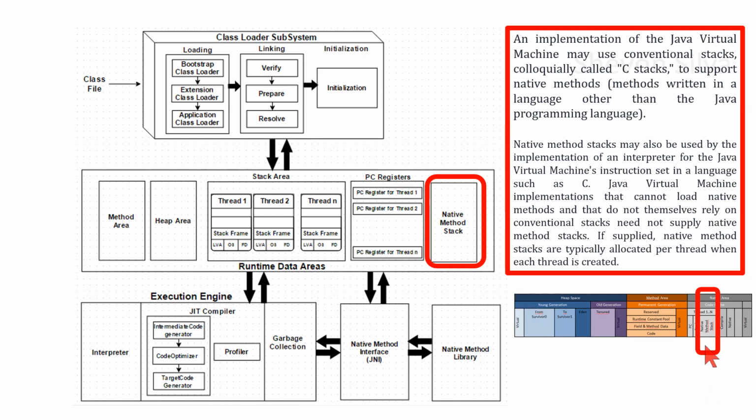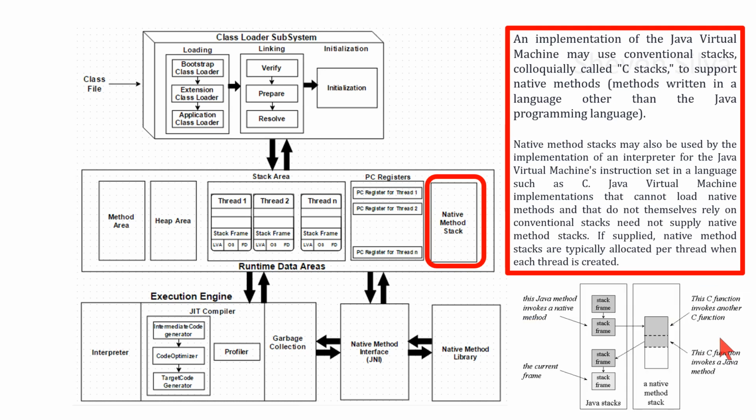In this diagram you can see a native method stack here. In this diagram you can see a stack frame here is called another stack frame, and this Java method invokes a native method, so it moved there, and this C function invokes another C function, for example, and this C function invokes a Java method, so it's moved there and contacts the Java stack frame, and this is the current stack frame here. This is the native method stack here.